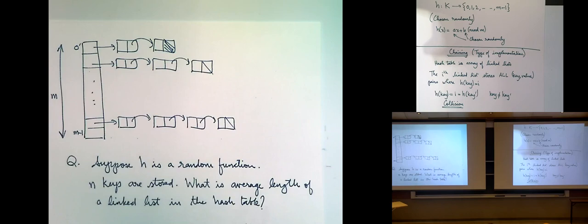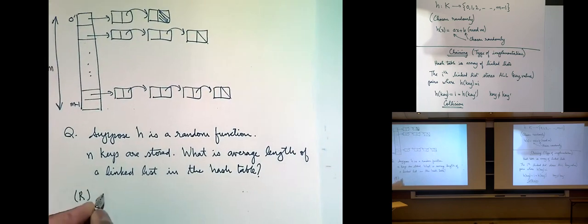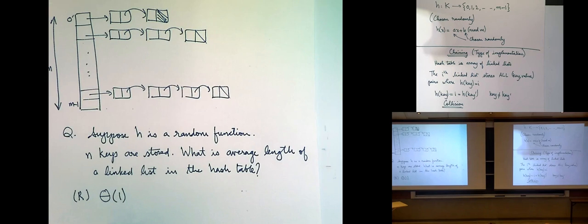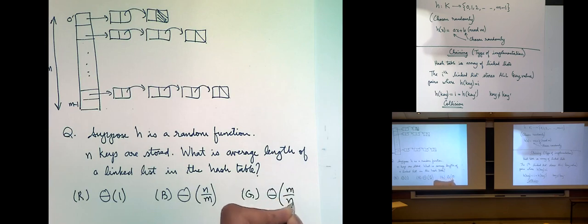Let me write out the options, and then once you answer, I'll discuss it further. What is the average length? Is it theta of 1? Is it theta of n divided by m? Or is it theta of m divided by n? If the theta is bothering you, don't even think about it. The whole point of the theta is so that you can ignore constants. You're storing n keys in m linked lists. What's the average length going to be? I'll give you a few minutes to think about that.